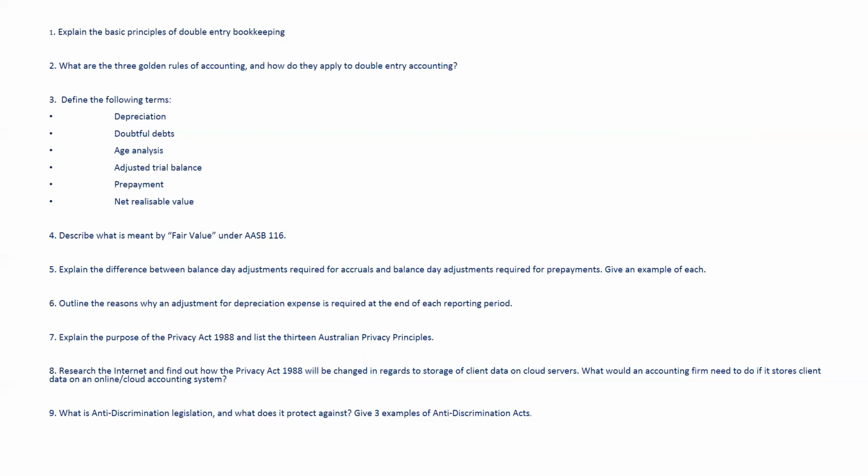Second golden rule is debit what comes in, credit what goes out. So again, if you're getting money, that's debit, and if you're giving money to someone, that means it's credit for you.